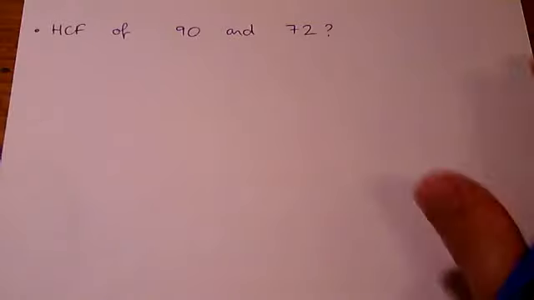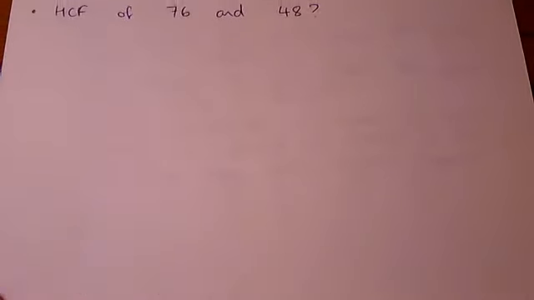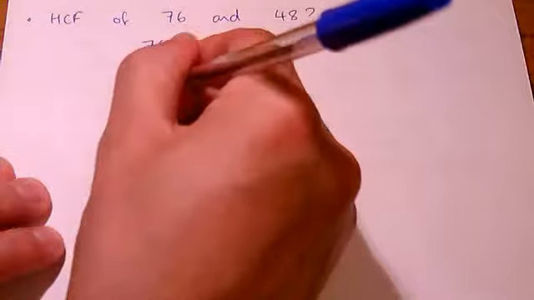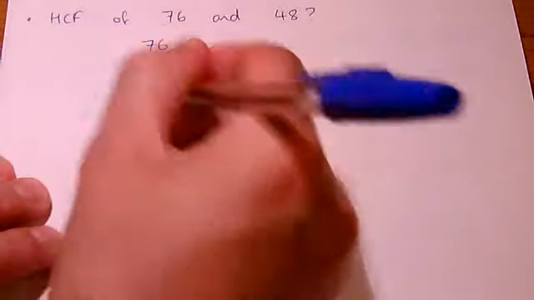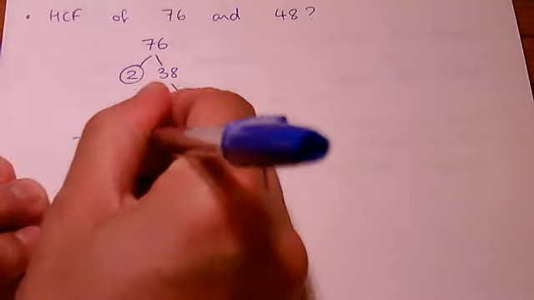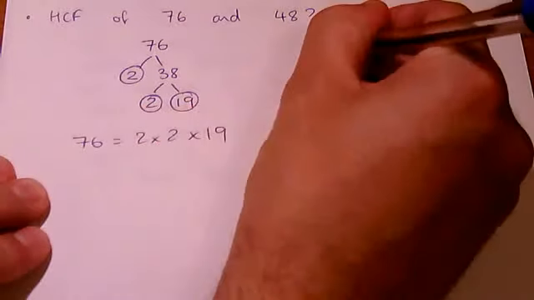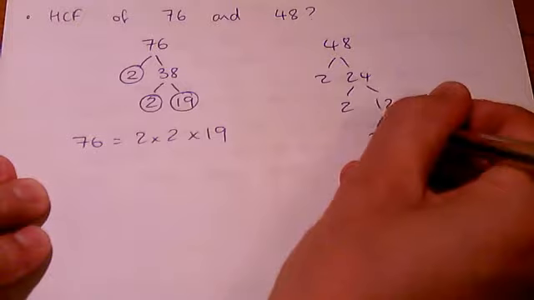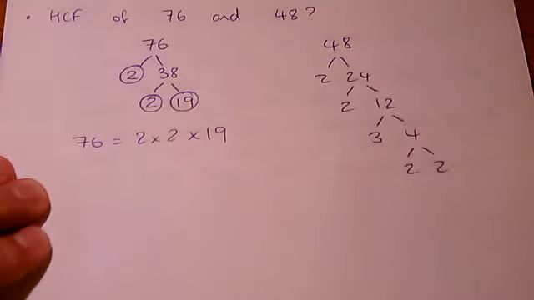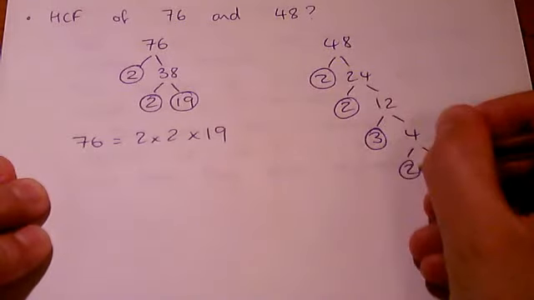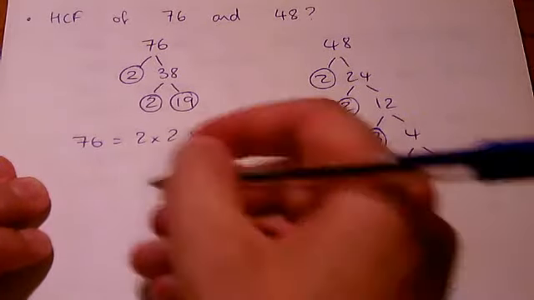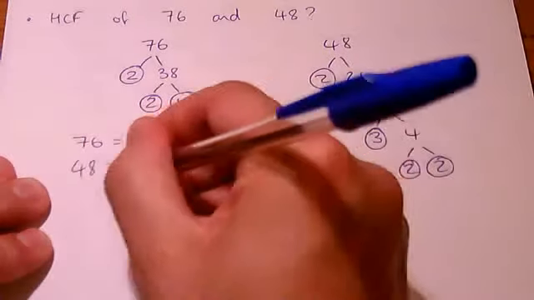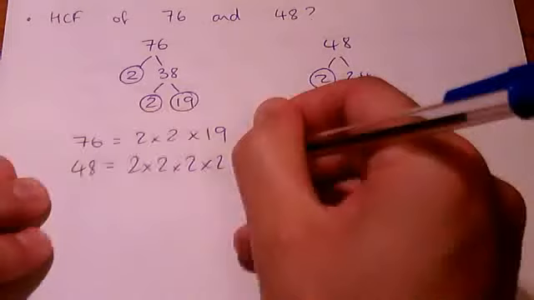Let's have a look at another couple of questions. We have, where is it? There it is. The highest common factor of 76 and 48. Let's go for 76. That's 2 times 38, which is 2 times 19. So we can write 76 equals 2 times 2 times 19. And 48 is 2 times 24, which is 2 times 12, which is 3 times 4, which is 2 times 2. All of those are prime numbers. And so we have 48 equals 2 times 2 times 2 times 2 times 3.